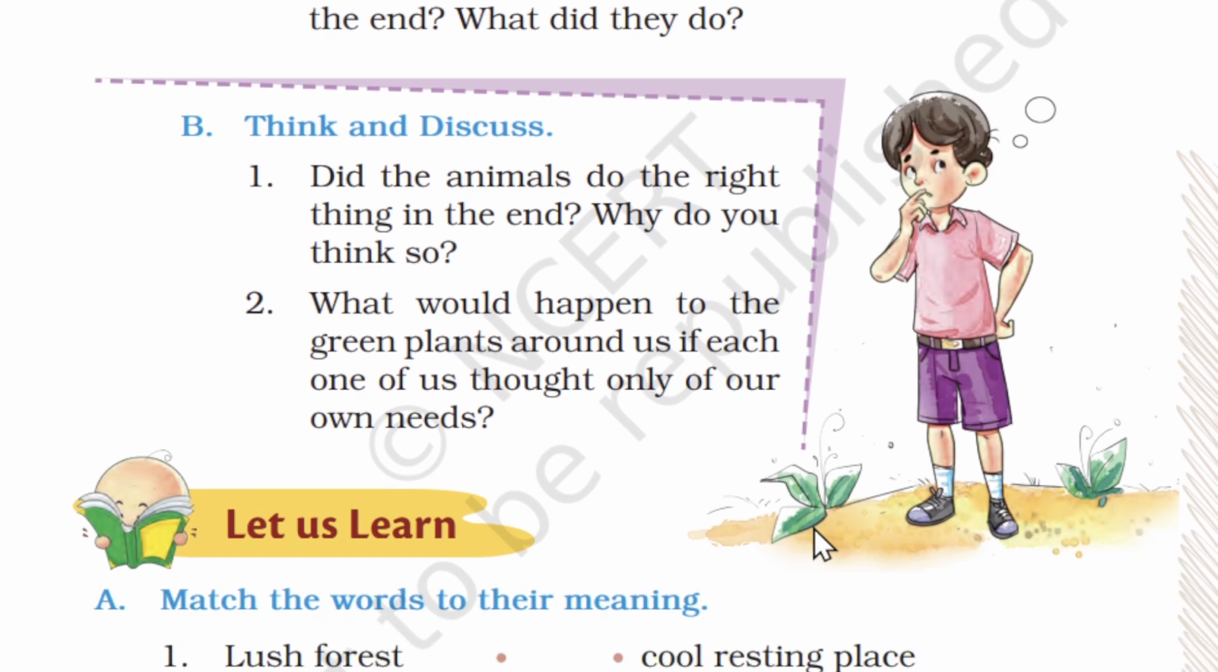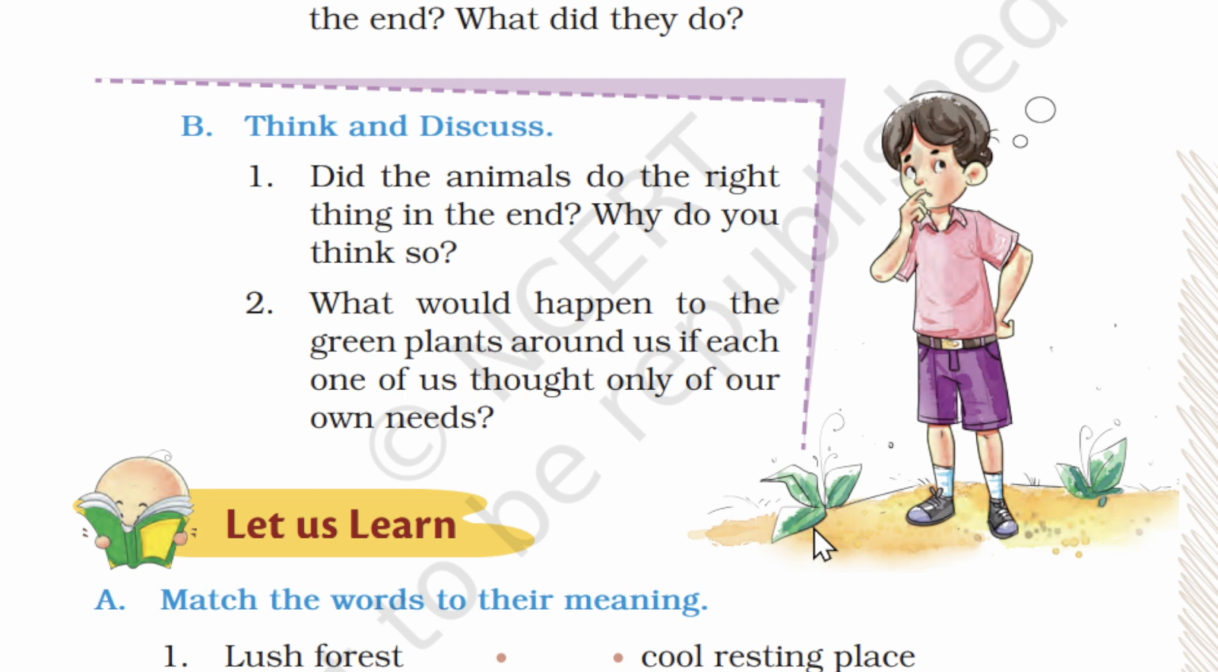think and discuss. Did the animals do the right thing at the end? Why do you think so? Yes, the animals all did the right thing. They realized their mistake. They understood the moral. Why do you think so? Because the animals realized their mistake and started bringing fresh leaves for the old stag, and they know they have to keep the food for everyone, not finish up the food immediately.